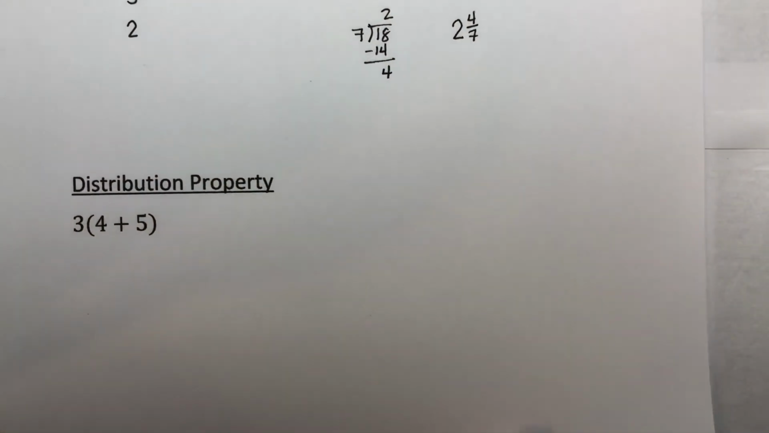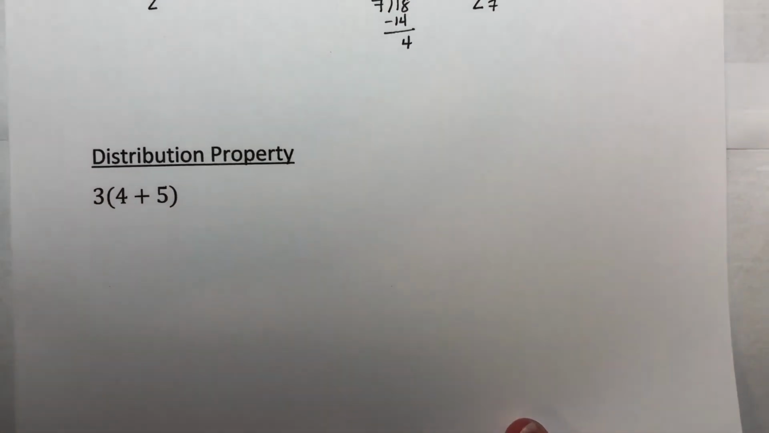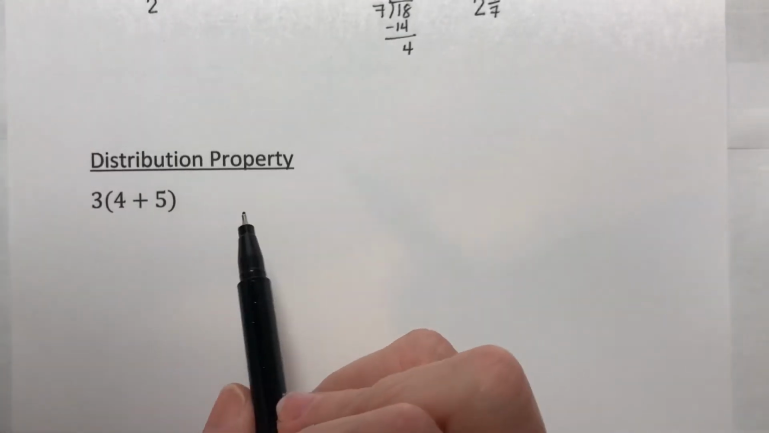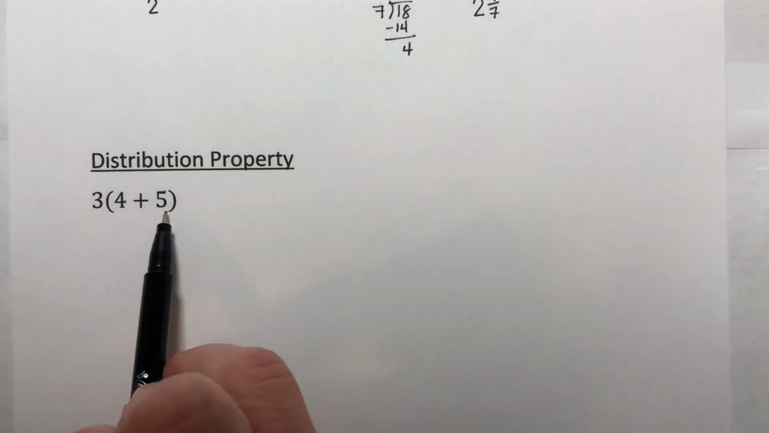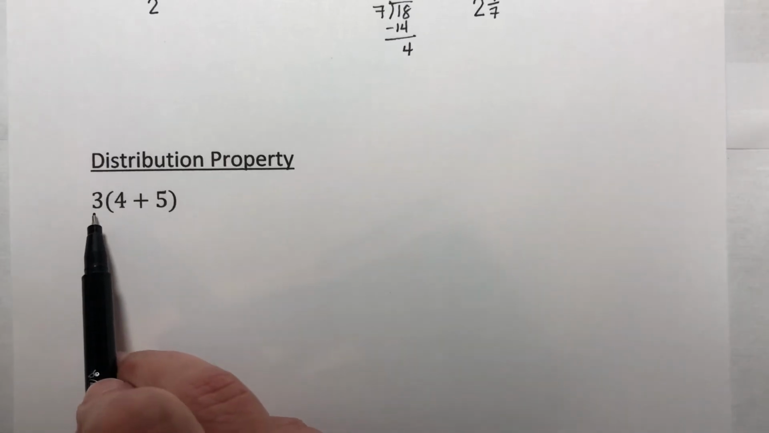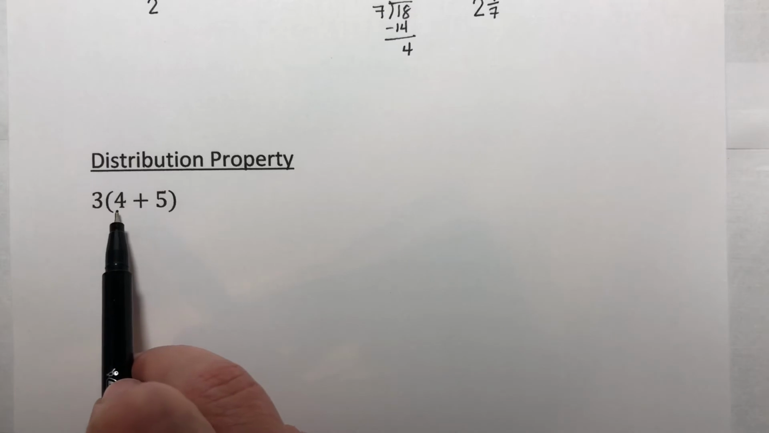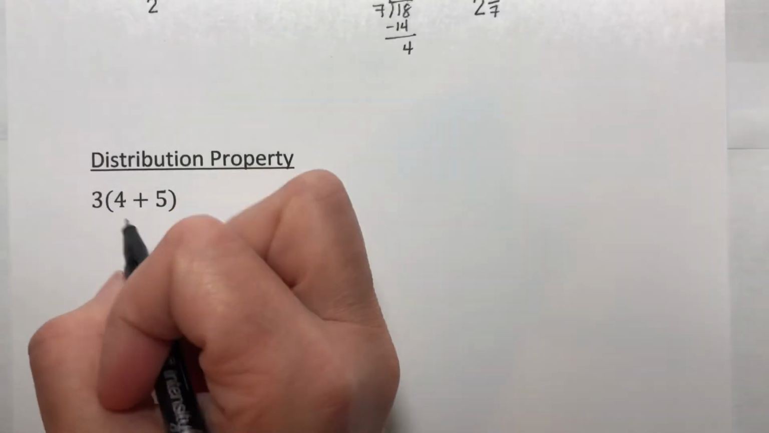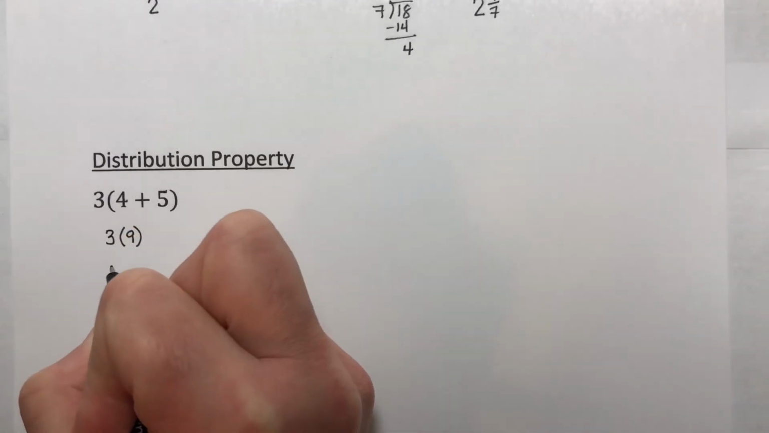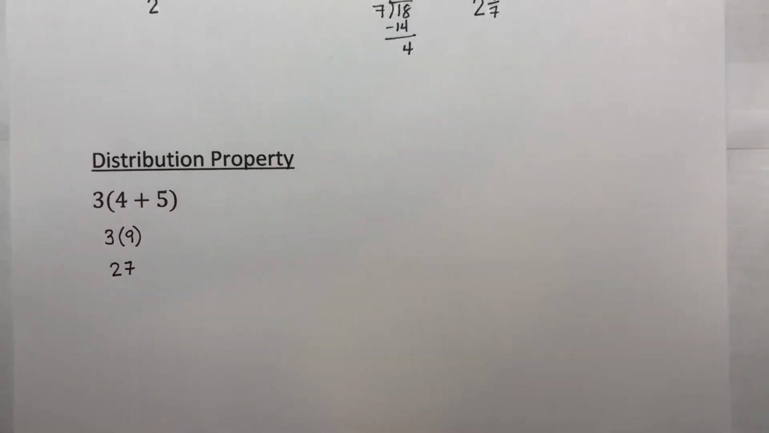I want to remind you of a property of arithmetic. It's called the distribution property. This becomes really important in algebra. Now, when we talk about order of operations, we're supposed to do what's inside the parentheses first and then keep going. So if I follow order of operations here, I would have to do 4 plus 5 first, which would give me 9. So this would be 3 times 9, which is 27.